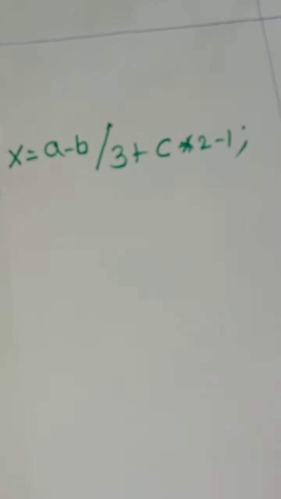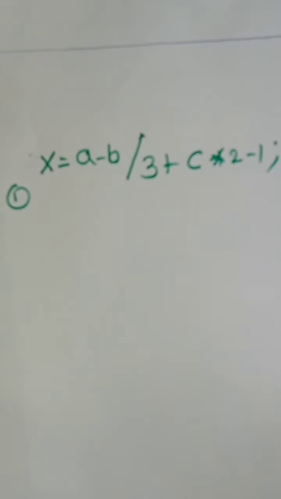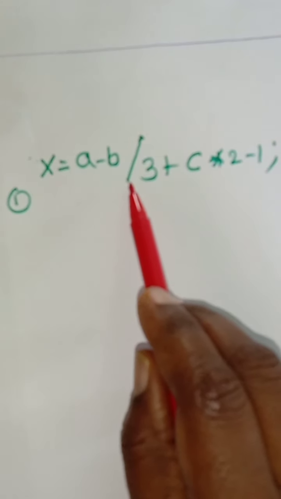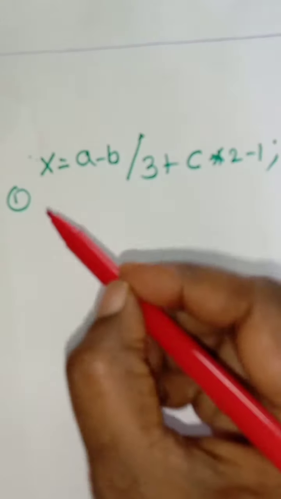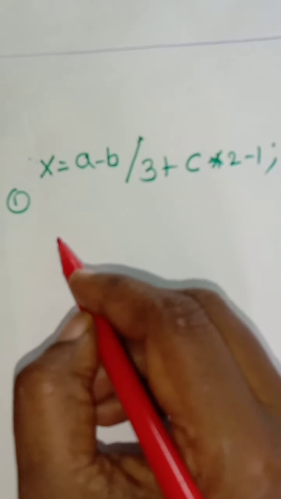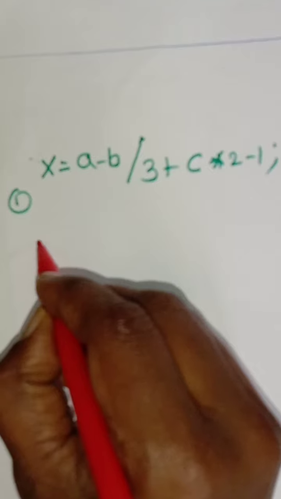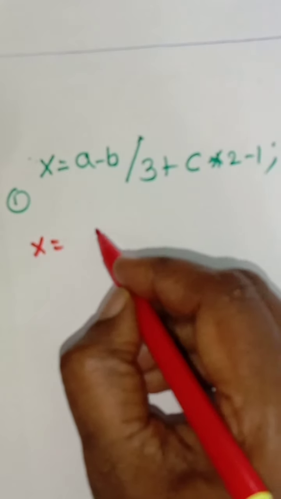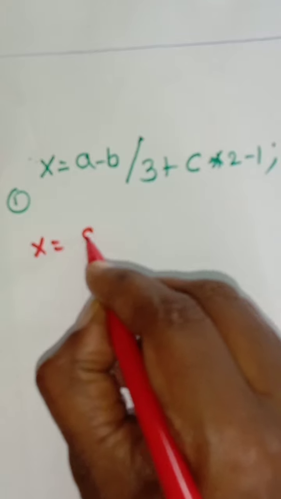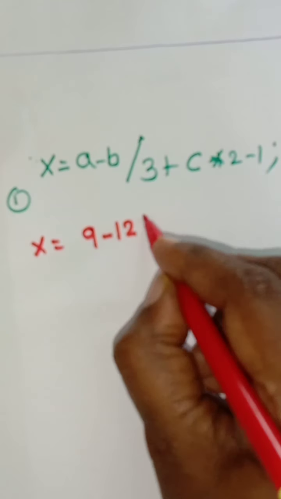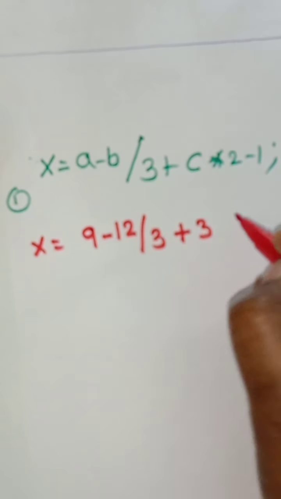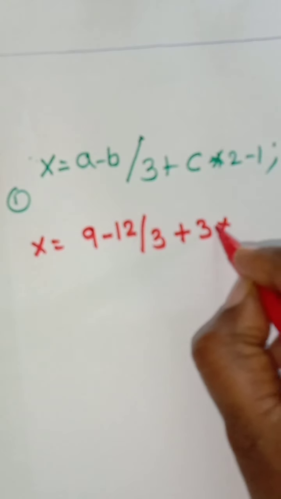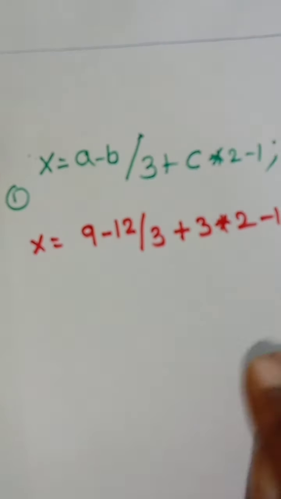So what happens here? First, the highest priority is for the division, the star, and the modulo division. So first let us substitute the values. What is your a value? After substituting your values, the expression becomes a is equal to 9 minus 12 divided by 3 plus c, which is equal to 3, multiplication 2 minus 1.